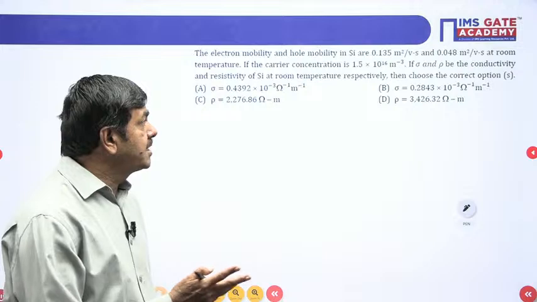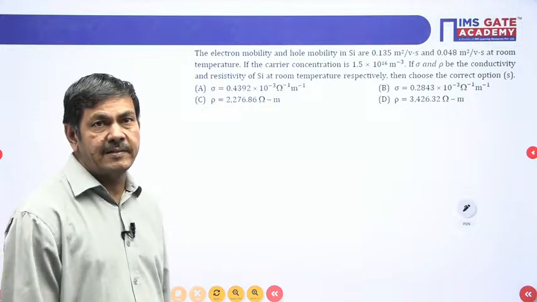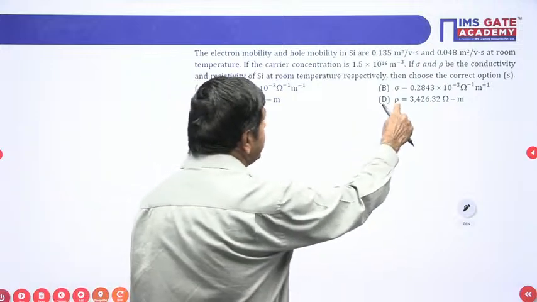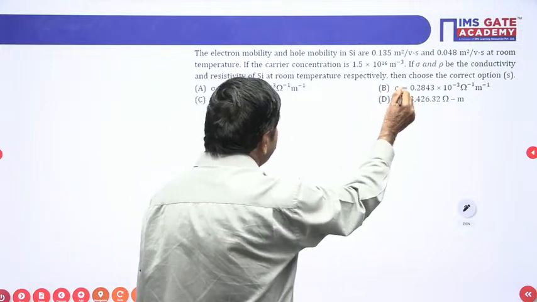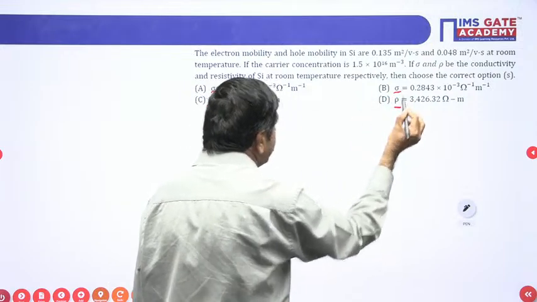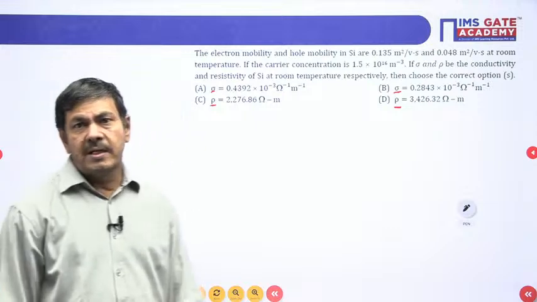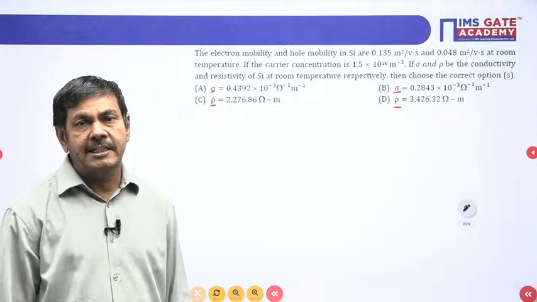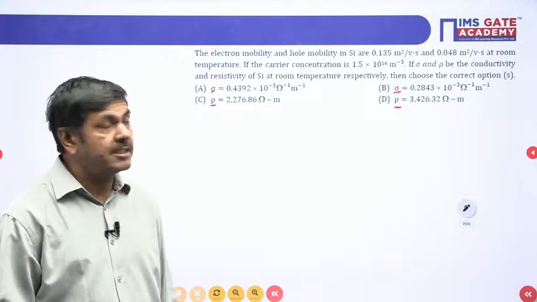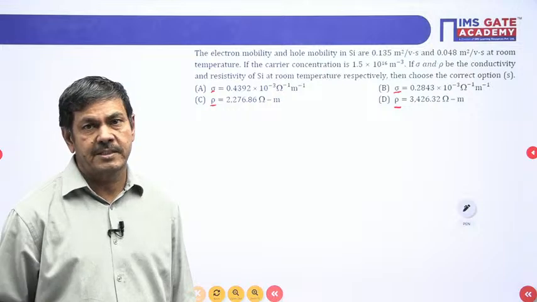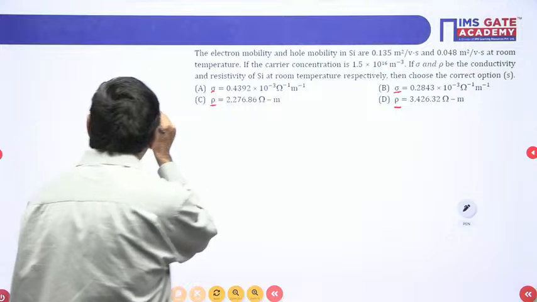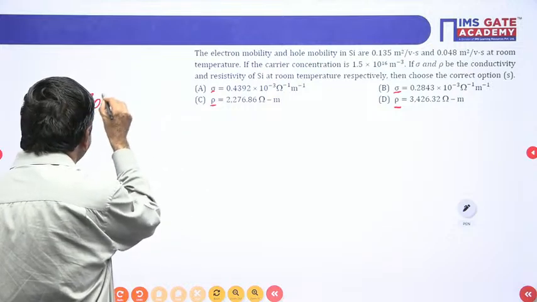Here, two sigma values and two rho values are given. Sigma indicates conductivity and rho indicates resistivity. Whenever you are given two rhos and two sigmas, we can say it is an MSQ question only. What way can we tackle it? We can tackle this question like this.